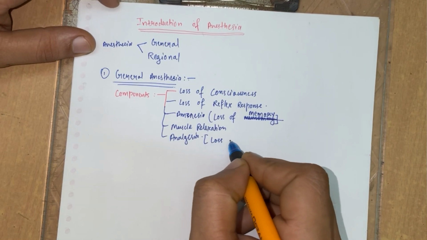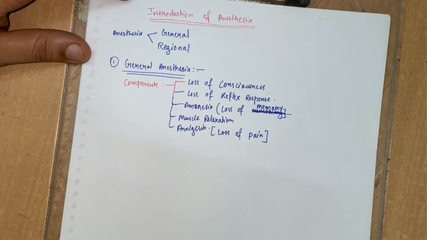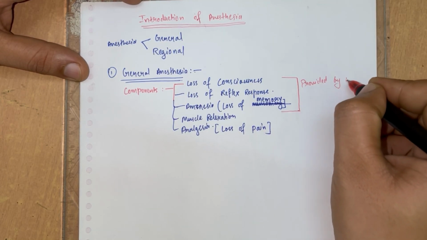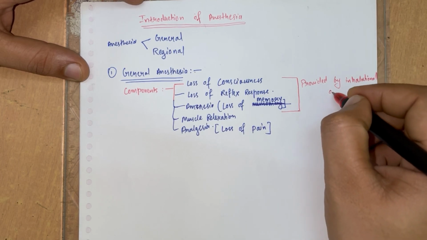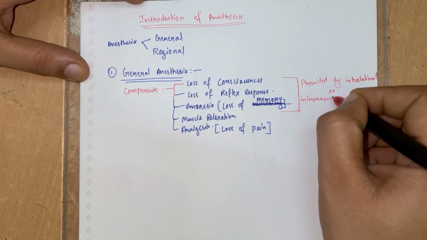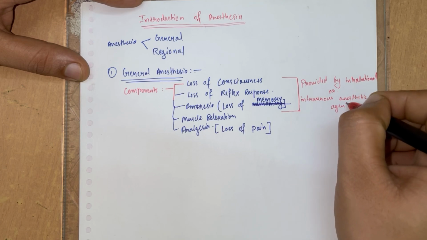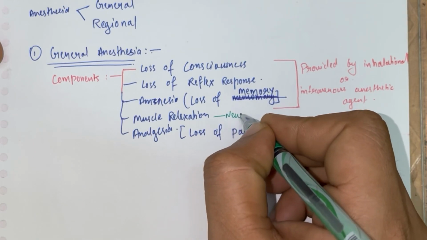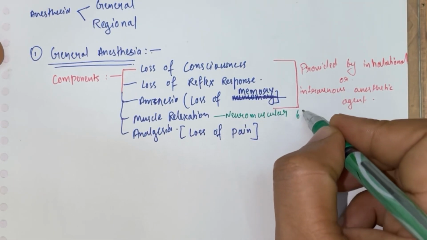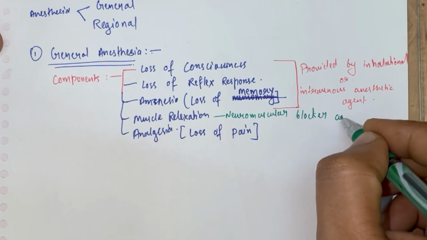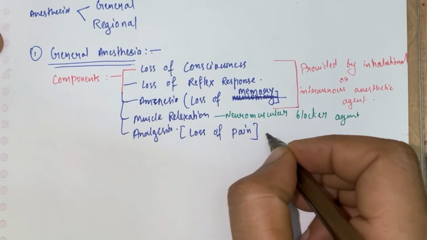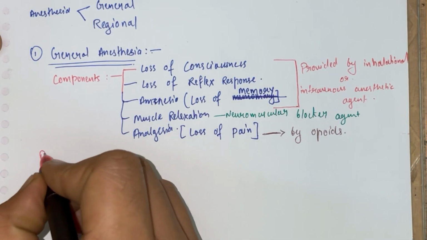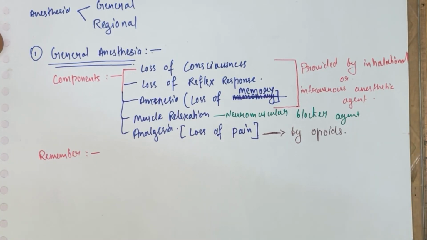Let's talk about which drugs provide these components. The first three, loss of consciousness, reflex response, and amnesia, are provided by the inhalational or intravenous anesthetic agents. Muscle relaxation is provided by the neuromuscular blocker agents. And the last one, analgesia, meaning loss of pain, is provided by opioids. So these are the basic 5 components, and the drugs that provide them.